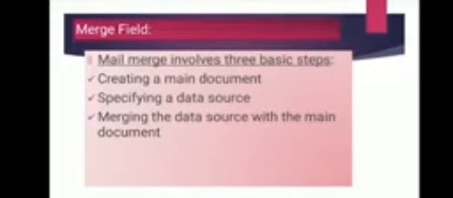So mail merge basically involves three steps. First, creating the main document, specifying a data source, and merging the data source with the main document. In the first step, creating a main document, you have to create the letter or text that you want to send to all the recipients. In the second, specifying a data source, you have to fill in the field names that you had saved in the data. And after completing these two steps, you have to merge the data source with the main document.